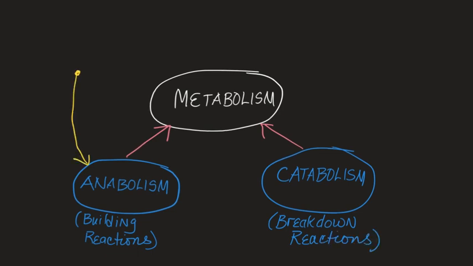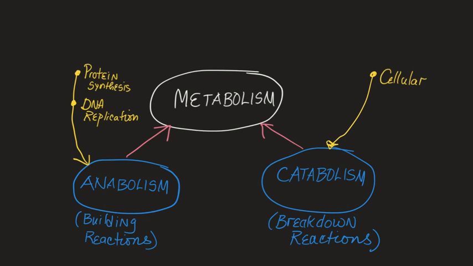The two big examples of anabolic reactions that we will see are protein synthesis. Every time a cell needs to make a protein, such as an antibody, keratin, actin, or hemoglobin, protein synthesis occurs. And this is an anabolic reaction because you're making a protein. The other example of an anabolic reaction is DNA replication. Whenever a cell divides, the DNA must make a copy of itself first.